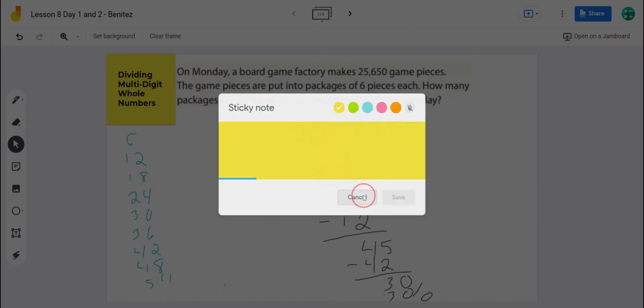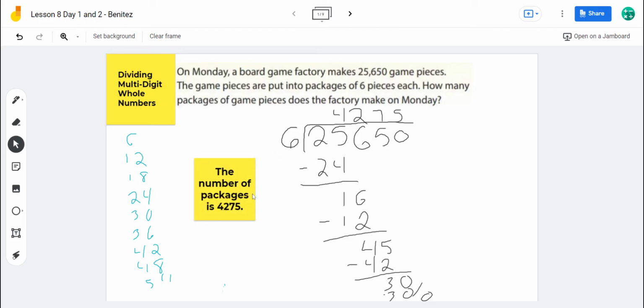4,275. Perfect. And this is how you divide multi-digit whole numbers with long division. If you need a second to process this, hit pause, go through the math again, rewind the video, go through it again. Whatever you need to do, take your time. At this point, you should have a full understanding of this problem. So we're going to go to number 2.